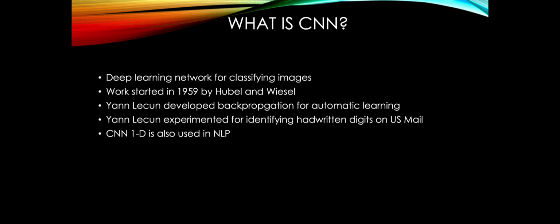Other than image classification, the one-dimensional convolutional neural network is also used in natural language processing, usually abbreviated as NLP, for understanding the relationship between words. So CNN is very popular. In fact, a lot of pre-trained networks that you might have heard of, like ResNet, VGG16, and Inception V3, are all variants of CNN, and those networks have won a lot of ImageNet competitions in recent years.